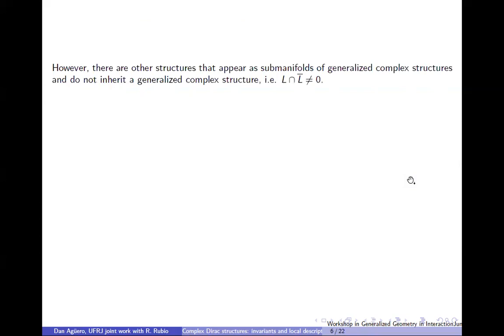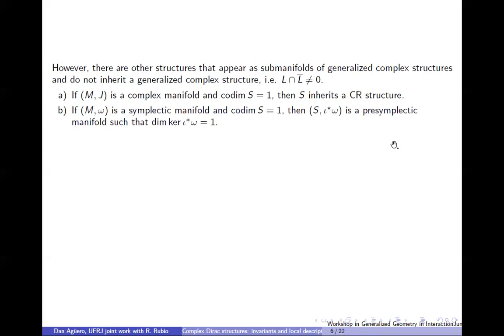First, we see that there appear some interesting examples of submanifolds of generalized complex manifolds that do not inherit a generalized complex structure. For example, if we take a complex manifold and a codimension one submanifold, then the submanifold is not a complex manifold, it's a CR structure. And if we take a symplectic manifold and a codimension one submanifold, then we don't have a symplectic structure on this submanifold.